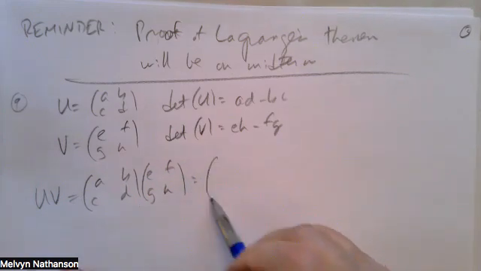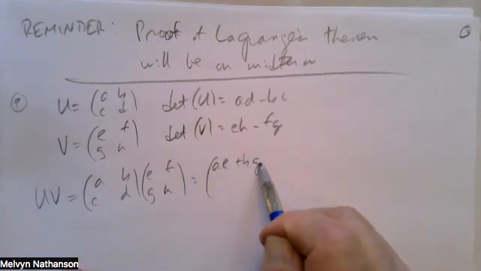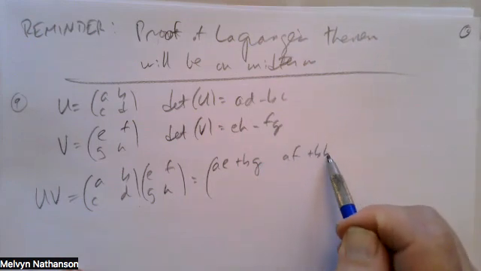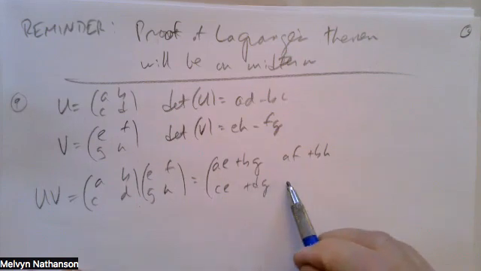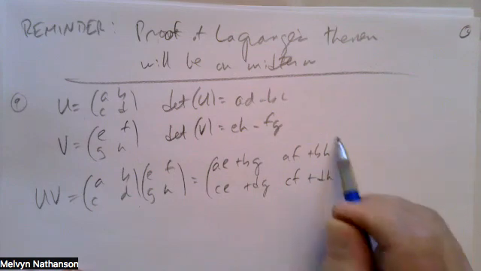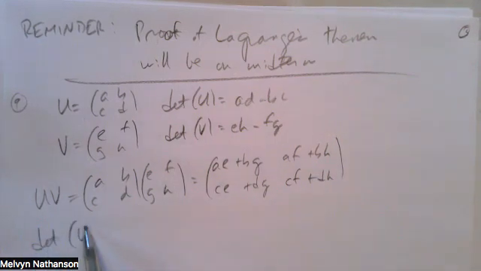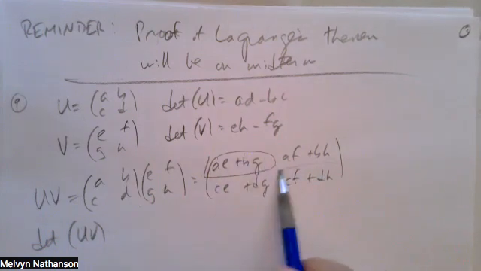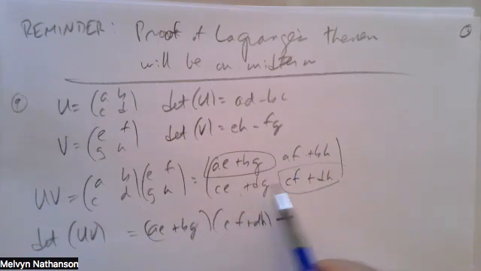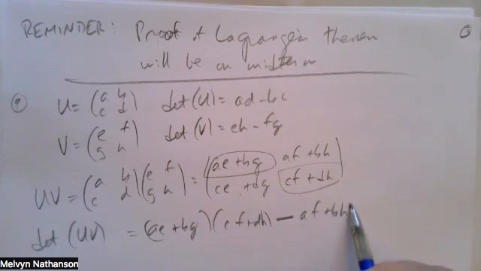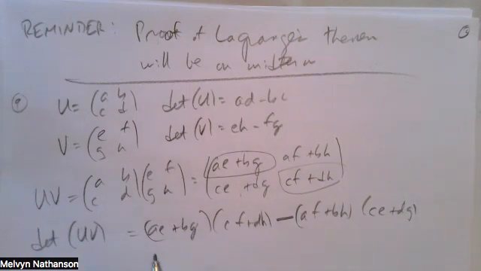If you multiply the two matrices together, you get ae plus bg, af plus bh, ce plus dg, cf plus dh. So the determinant of UV, it's this times this, minus this times this. So you just have to multiply this together.